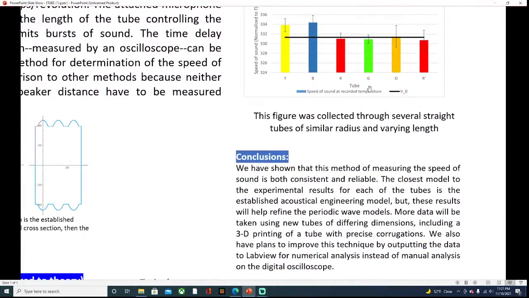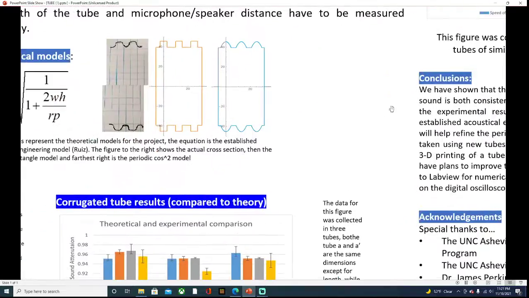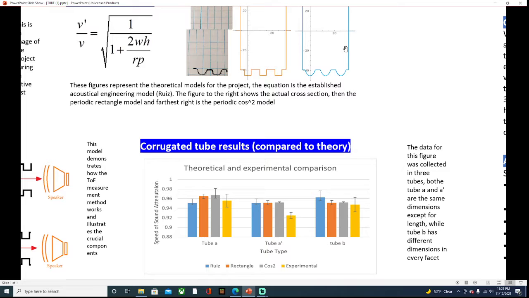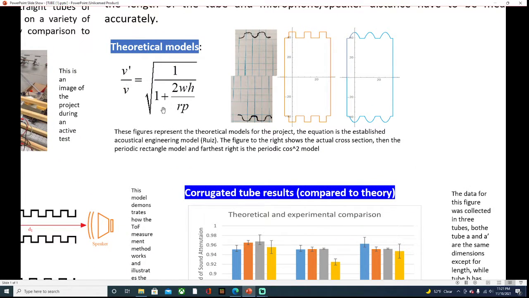Moving from that, after we saw that this was successful, we moved on and we started working on corrugated tubes. Now, for our corrugated tubes, we used a couple of different sizes. So tube A, A prime, and tube B were our tubes. Now, tube A and tube A prime were both cut from the same tube, so they have the same dimensions except for length. Now, their different length shouldn't be a problem. As you can see in the Ruiz theorem here, there's no length involved.